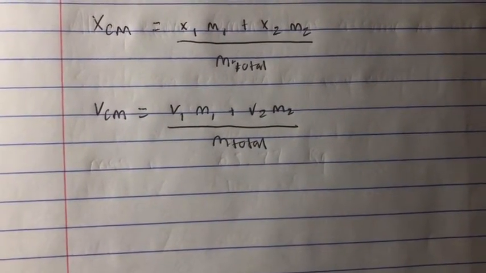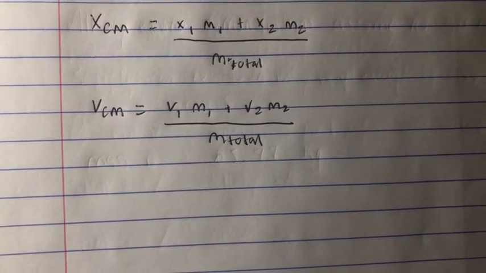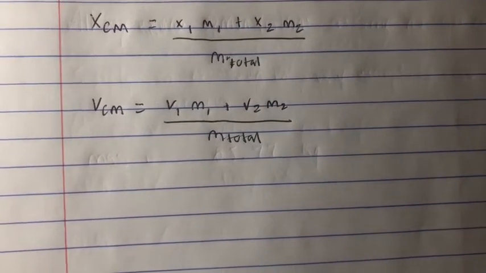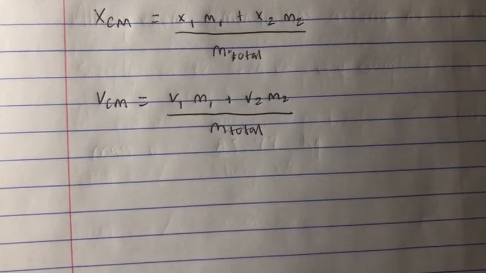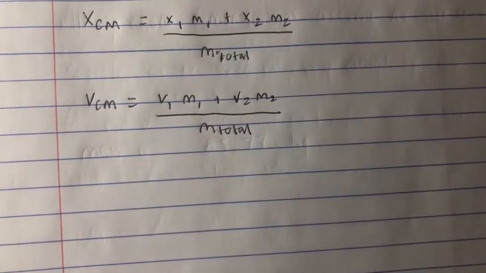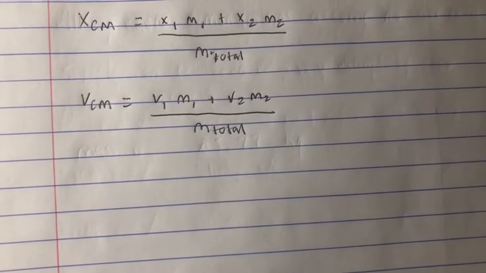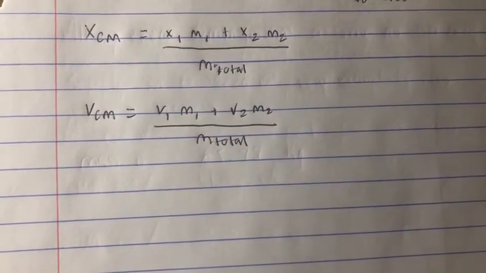So these two equations, the top one for position and the second one for velocity, both for center of mass, can be utilized to find the position of the center of mass and the velocity of the center of mass using the masses of both objects, the total mass, and the position and velocity to find the position and velocity of the center of mass, respectively.